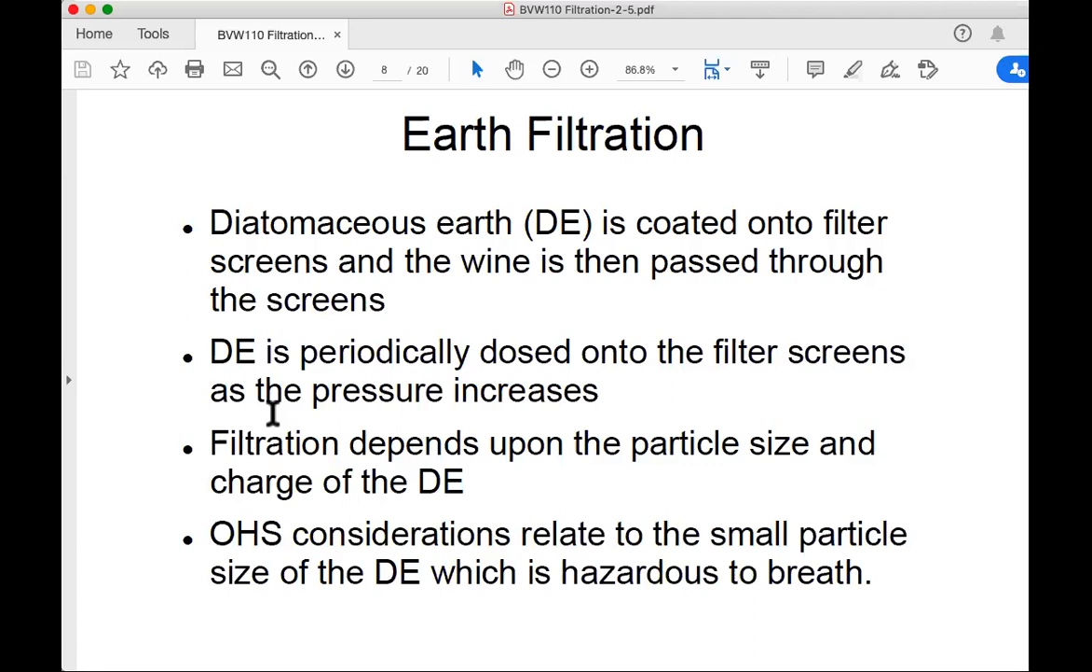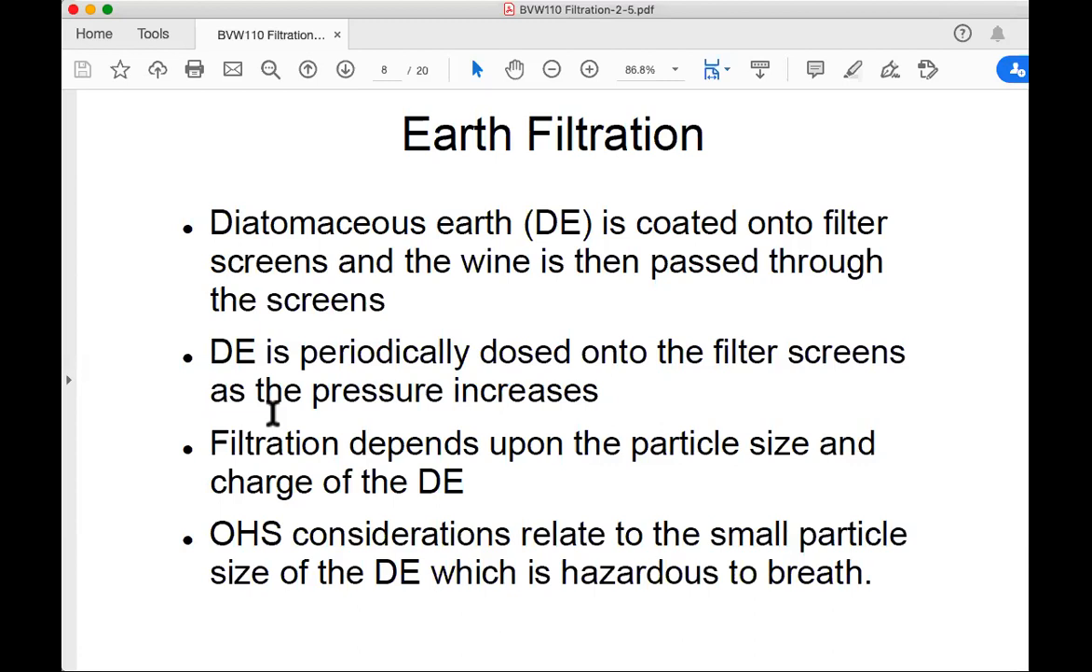As the wine passes through that earth, the charge facilitates the adherence of these particles to the earth. The earth is then replenished with a dosing pump that continuously puts new layers of earth on those screens, and that new layer of earth is then able to continuously react with the new wine that comes through. There are lots of limitations to this method of filtration.